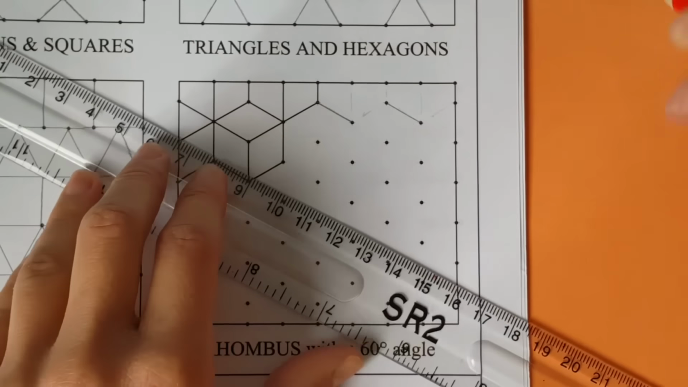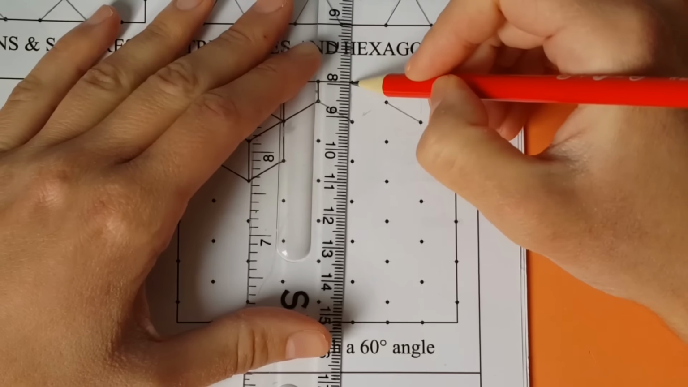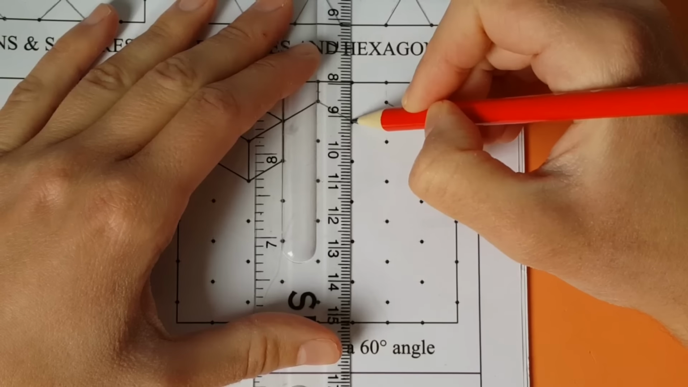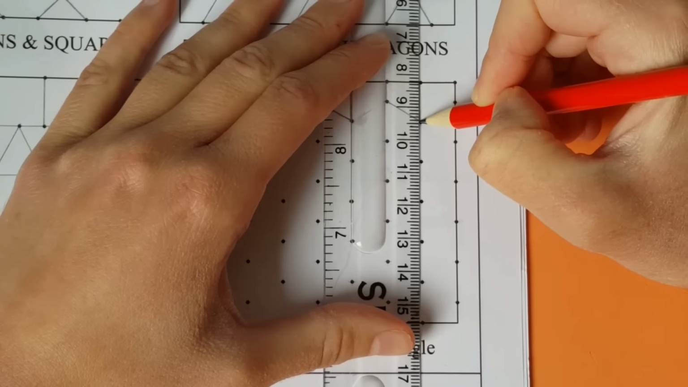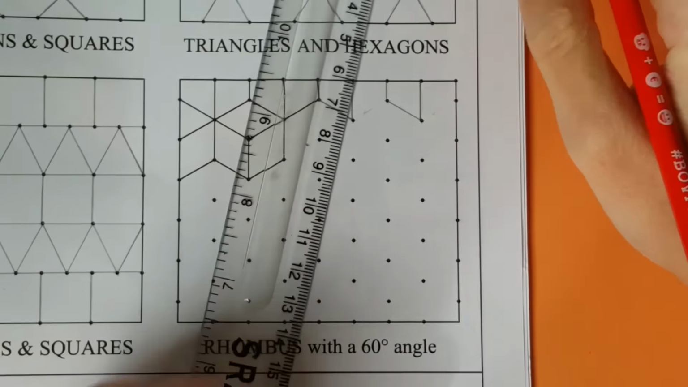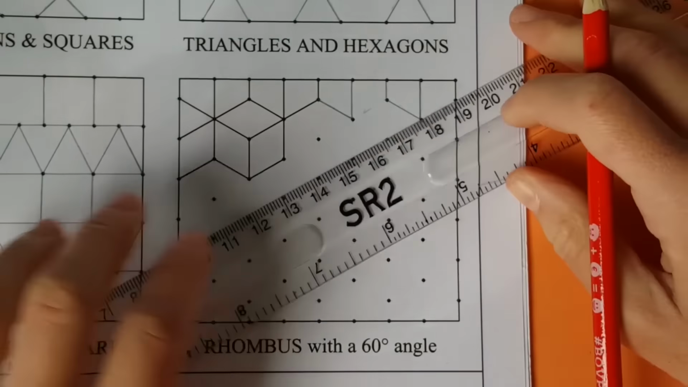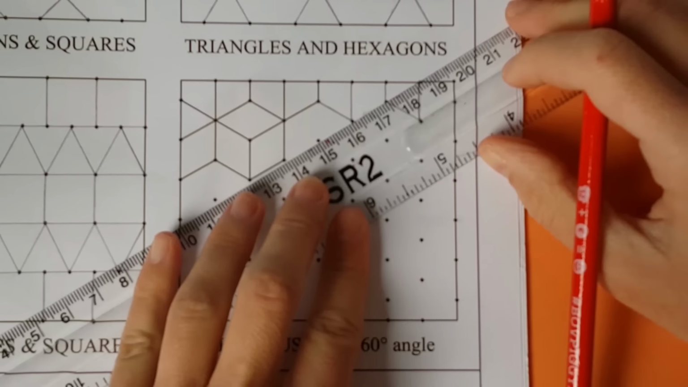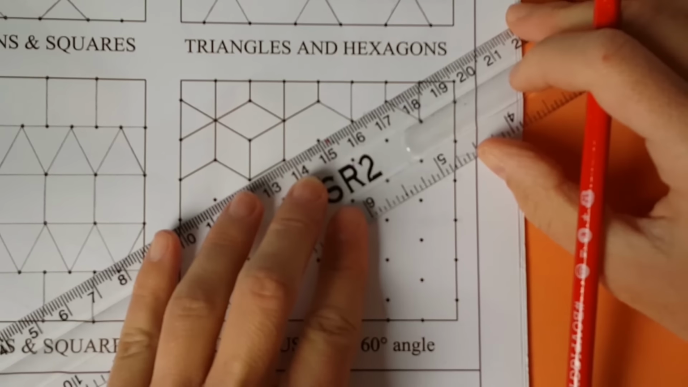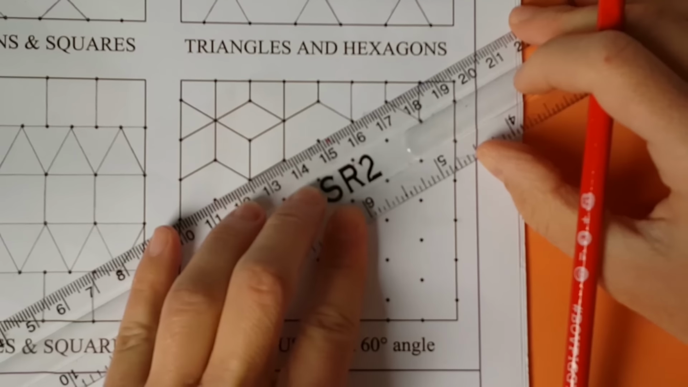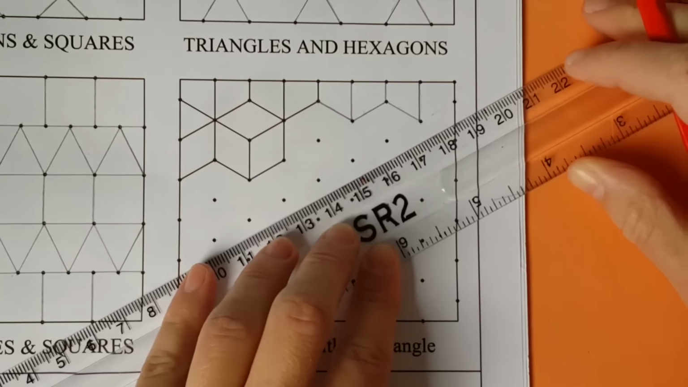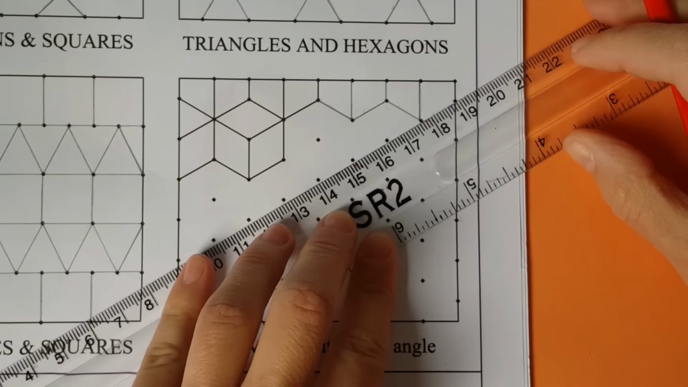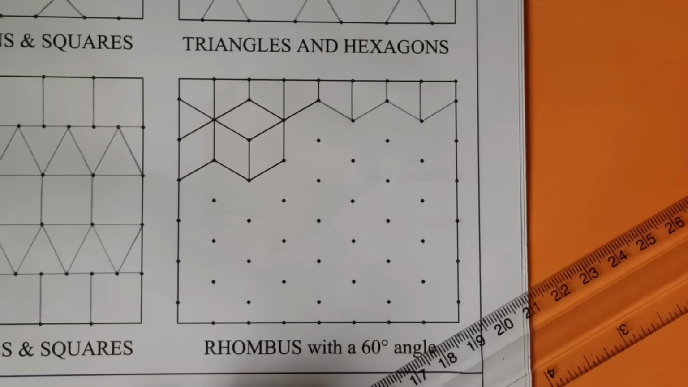So first I finished the lines going from left to right downwards. Now let's move on to the vertical lines. And now let's move on to the lines going from left to right upwards. That's the first row finished. Now let's move on to the second row.